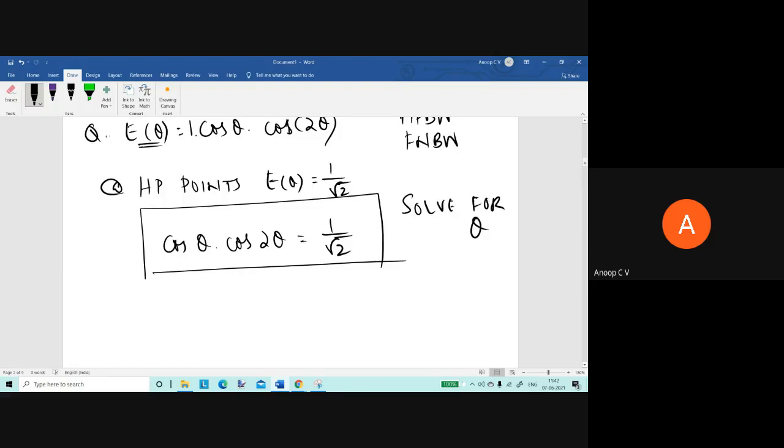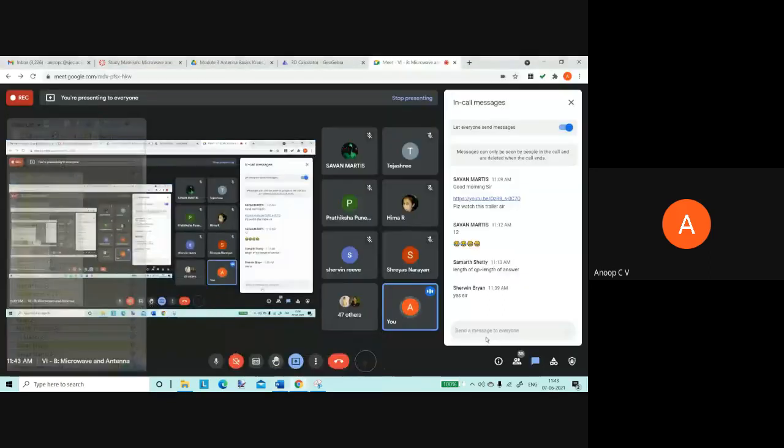You can directly use a calculator and solve for theta. That is one method. Otherwise, we can do it using some iterative method as well. So can anyone try to solve for theta using this? There is only one variable, x. It is cos x into cos 2x is equal to 1 by root 2. What is the value of x? Please try to find that out. I'm waiting. Using a calculator, solve for theta: cos theta into cos 2 theta is equal to 1 by root 2. What was theta? Please, I'll give you some time.